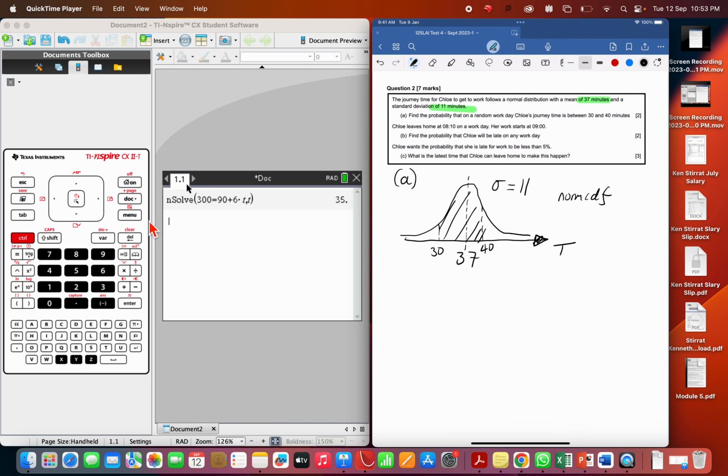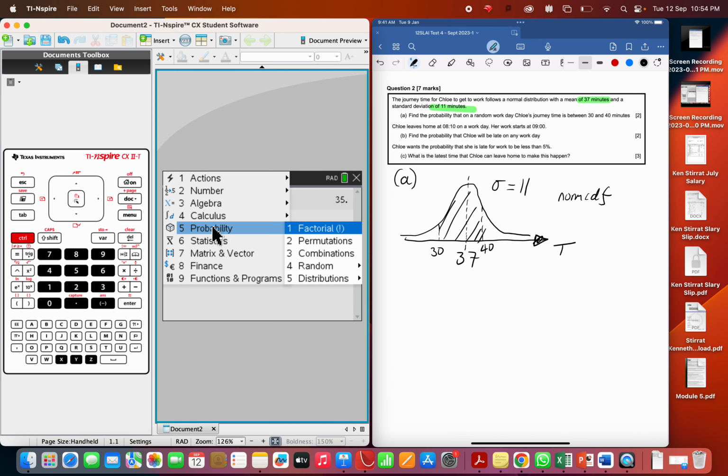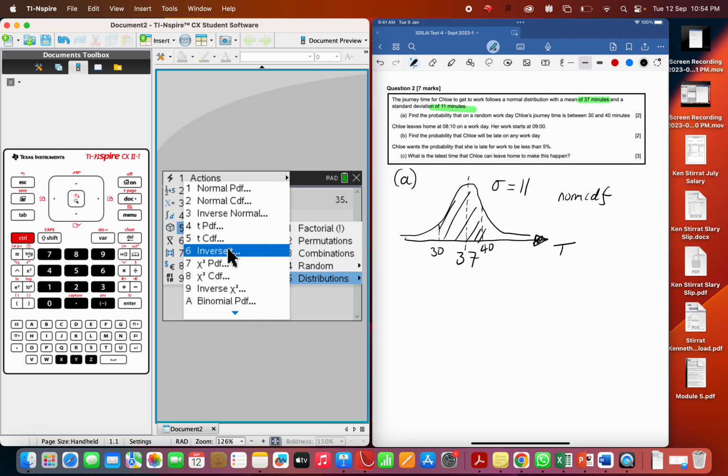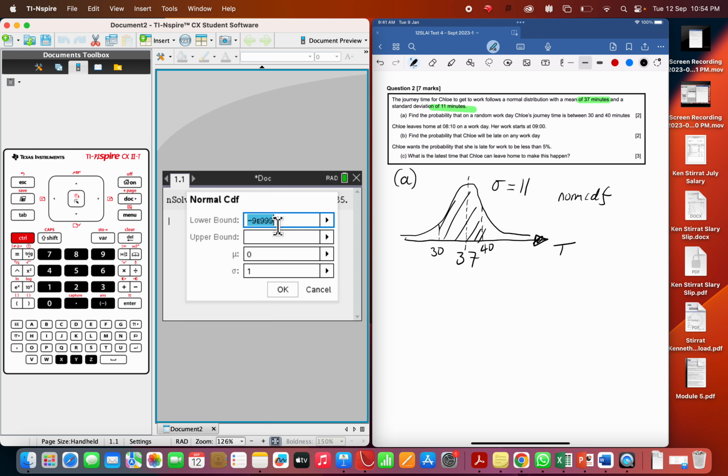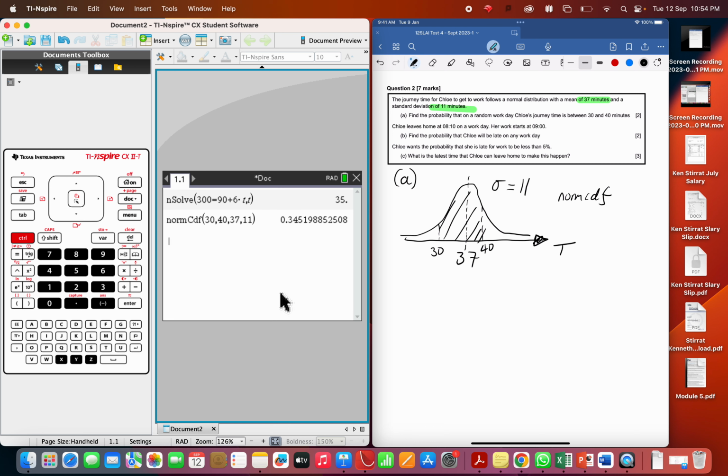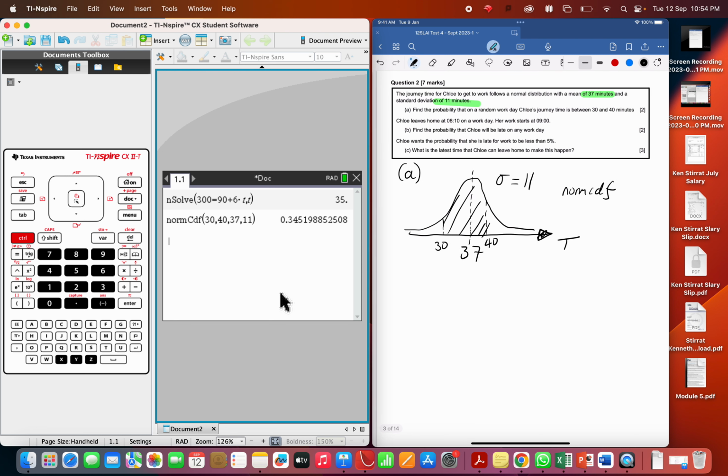We are in menu, probability, distributions, and you can see norm CDF. We're never going to use norm PDF; norm CDF and inverse norm, and it tells us what to put in here. 30 is the lower limit, we've got the picture there to help us, 40, and it's nice that you have all the numbers, the mean, mu, 37, and that little sigma, standard deviation. There we go.